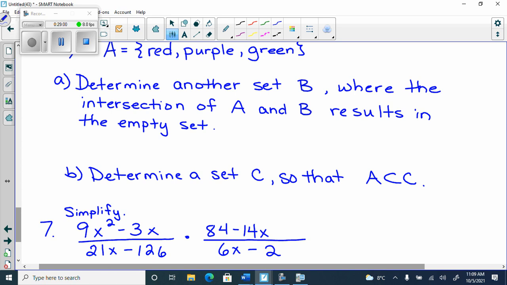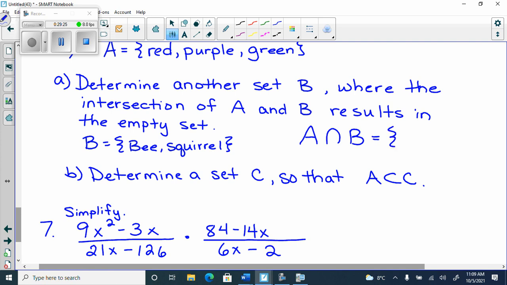Okay? So my B that I'm going to make up is going to be B and squirrel. That just came into my head, so that is what I'm writing. And you're all probably like, yellow, brown, because you guys all stuck with colors, I'm sure. But I'm a rebel, and I went to a totally different system. Okay? So I'm going to say A intersection B results in the empty set.